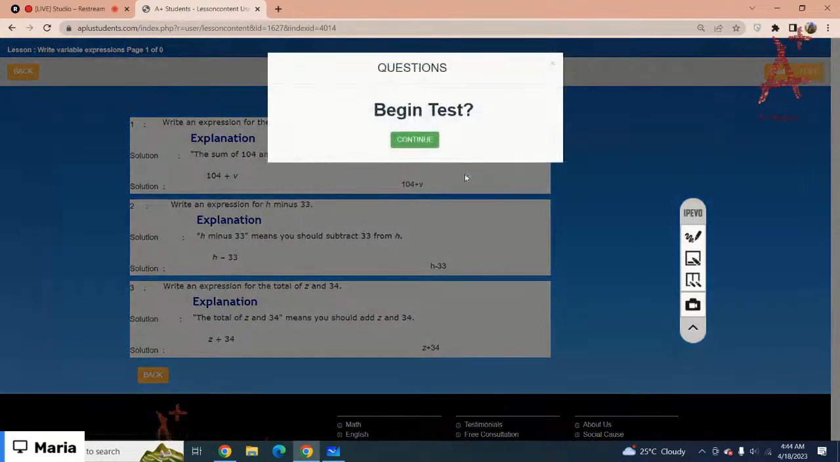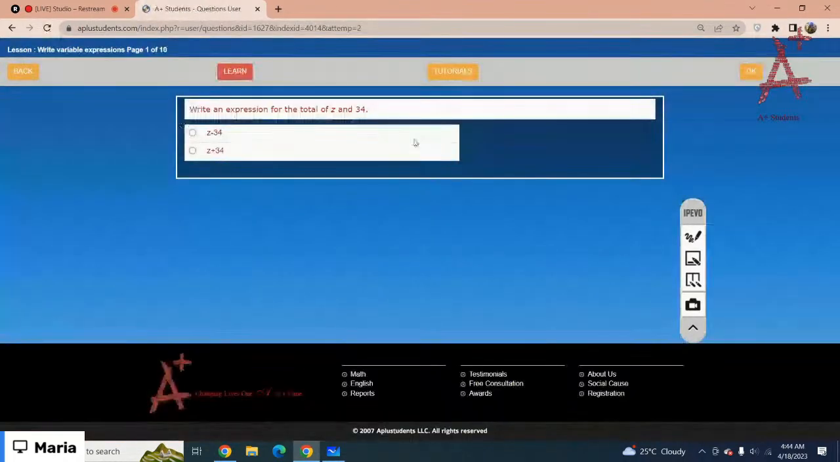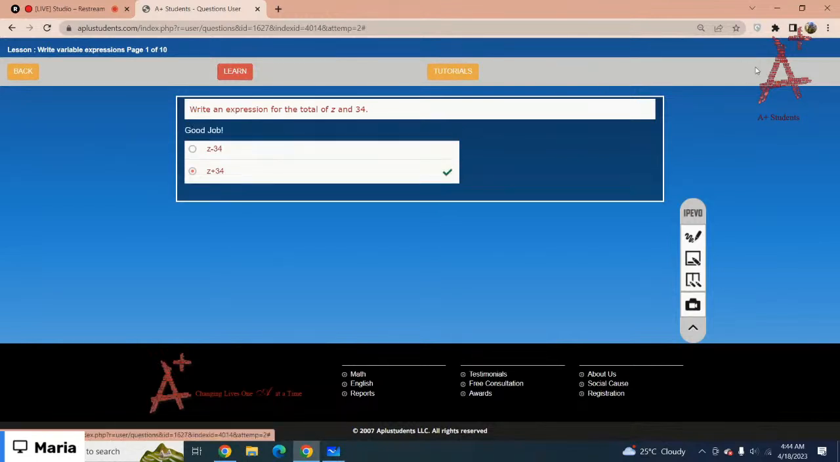Let's just start with the test questions. Okay, write an expression for the total of z and 34. So total means you have to add z and 34. So which is the correct option? Option 1 or option 2? It would be z plus 34. Got it? The second option is the correct one because you have to write down the total of. So total means you have to add. So it would be z plus 34.